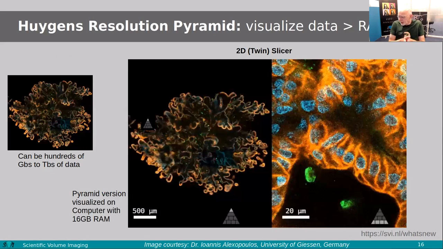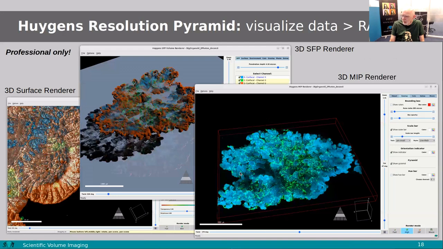So what are now all the benefits of this pyramid file? I mentioned already that you can better visualize large data sets, and this can be data of hundreds of terabytes. And if you visualize, so here is the original data on the left. If you save this as a pyramid file, you just load it. You can visualize it at low resolution, complete field of view, and at high resolution if you zoom in. We can also load sub-resolution images from this pyramid file for 3D visualization in our different tools, in the surface renderer, in the SFP renderer, and in the MIP renderer.